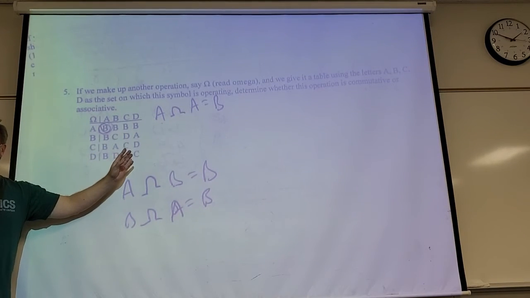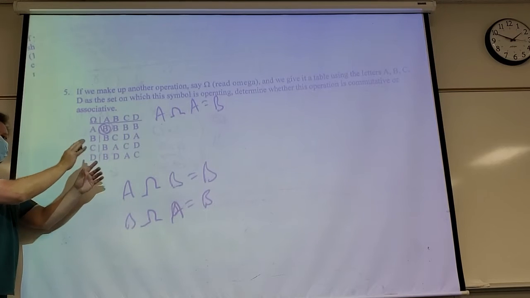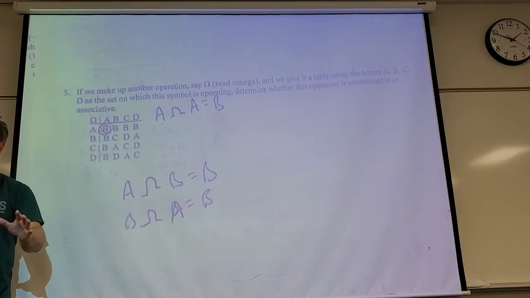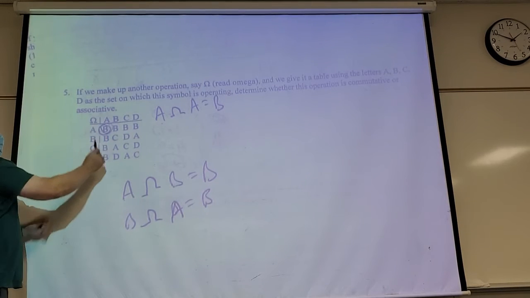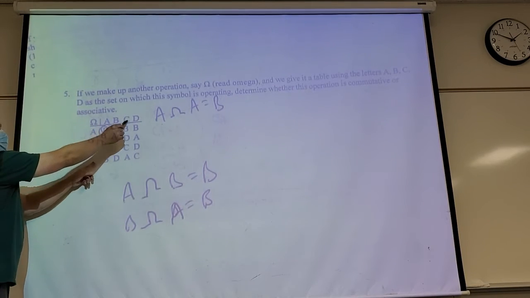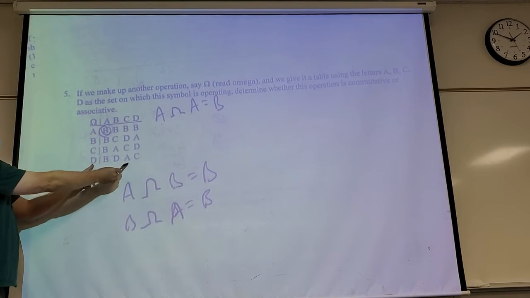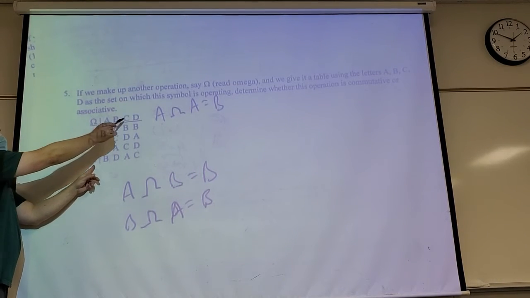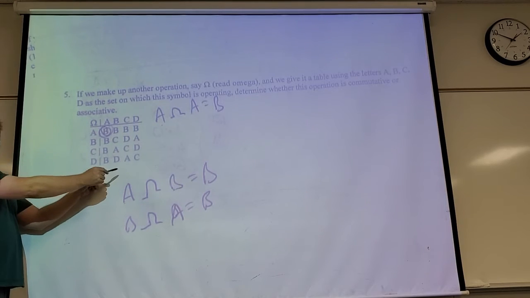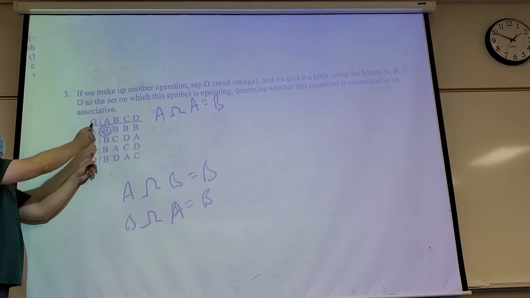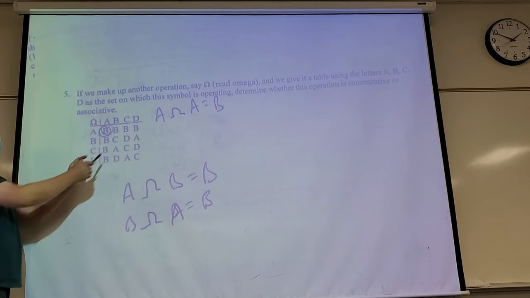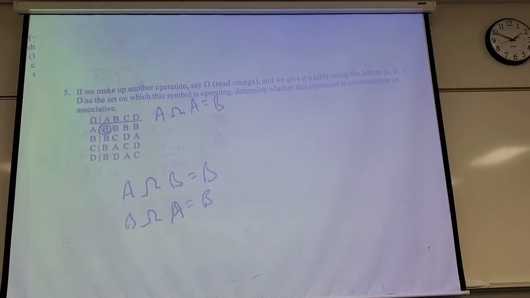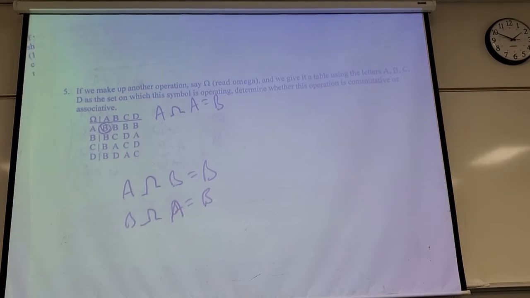Stay with me. You've got to be with me in terms of how to read this, because it's just like a times table. A omega A is B. What is D omega C? It's A. Yes? Do you see that? D, operator thing, C gives you A. What does C omega D give you? D. So it's not commutative. I like it.